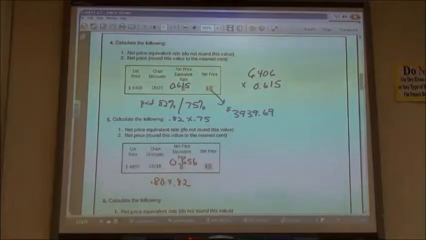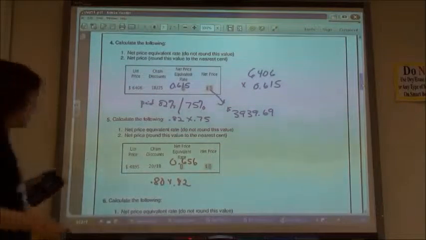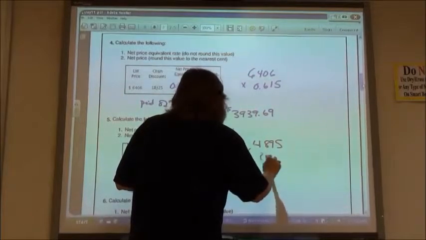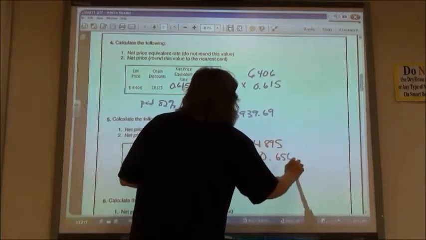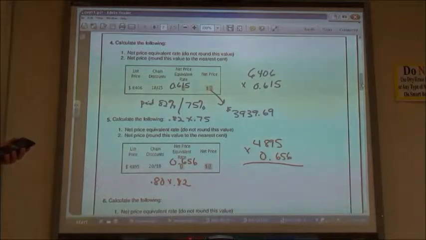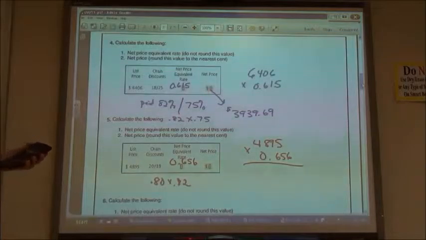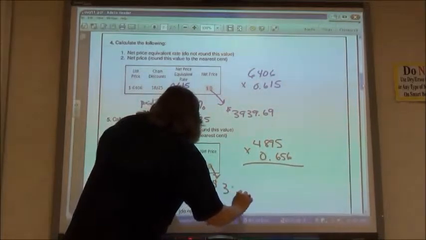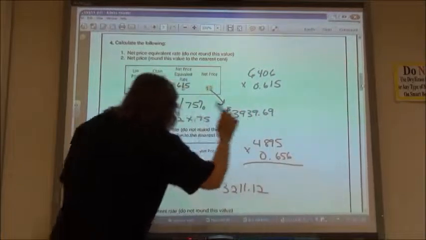We're going to take that decimal number times our list price. So we're going to take the $48.95 times the 0.656. And so we end up with a net price of $3,211.12.